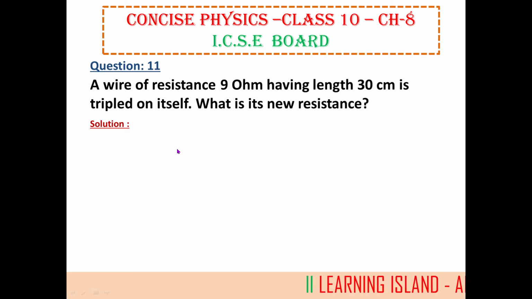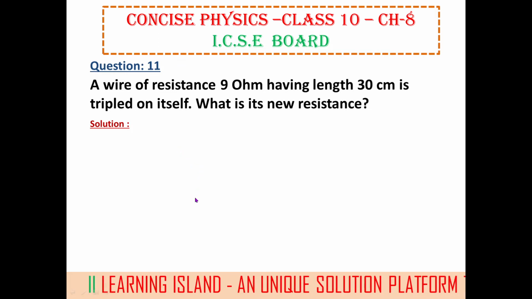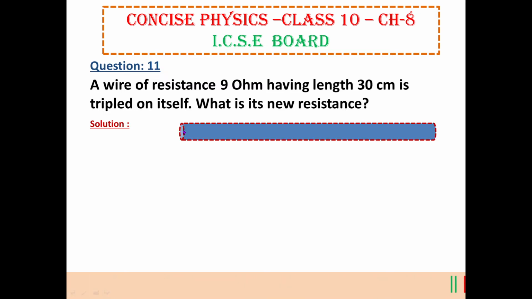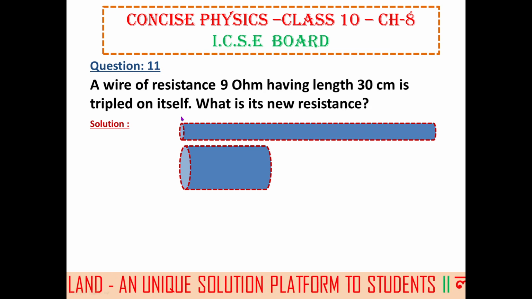Here again, a wire of resistance 9 ohm having length 30 cm is tripled on itself. Students get a little bit confused on this. What is tripled? The length is tripled, or the size of the wire is tripled, that is the cross section area. Now here tripled on itself means the cross section area is tripled. That is, the wire becomes thick. This is the initial position of the wire.